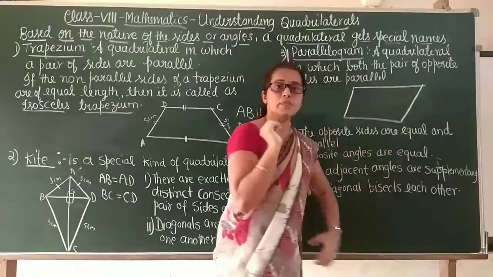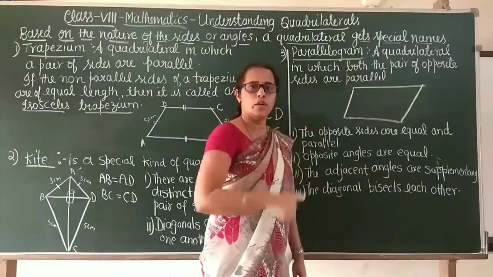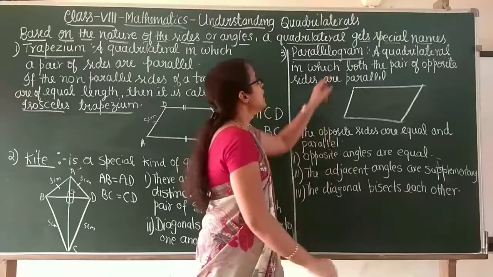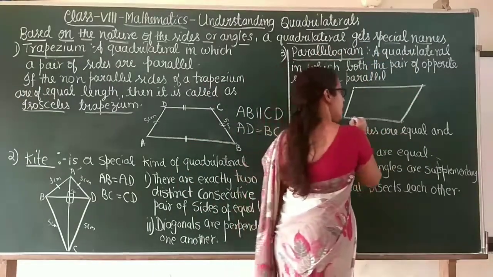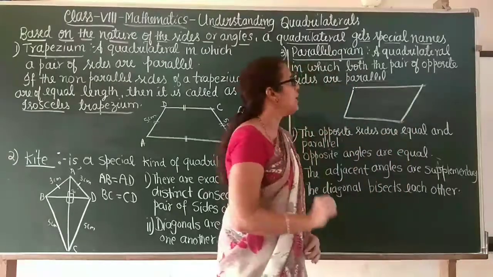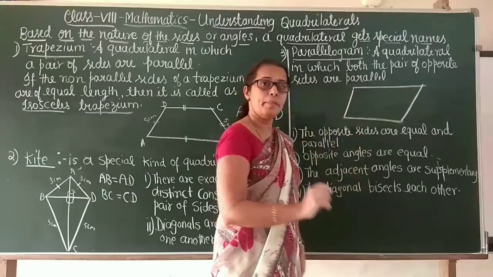This is called a parallelogram. What is the difference between a trapezium and a parallelogram? What happens here? A parallelogram is a quadrilateral. Quadrilateral means a four-sided figure in which both pairs of opposite sides are parallel.